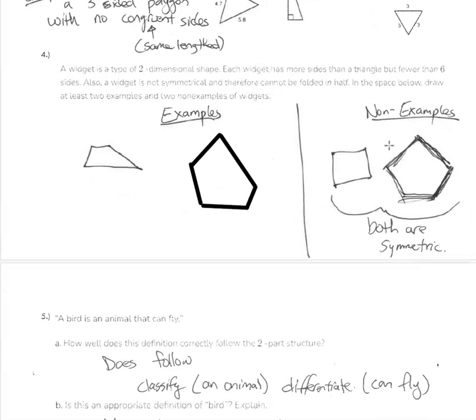The next one says a widget is a 2-dimensional shape. Each widget has more sides than a triangle, but fewer than 6 sides. Also, a widget is not symmetrical and therefore cannot be folded in half. In the space below, draw at least 2 examples and non-examples. So you can see the examples of the widgets. Neither of those has 3 or fewer sides or 6 or more, and they are not symmetrical, meaning they can't be folded in half. And then for the non-examples, I had a square, and then I had an equilateral pentagon.